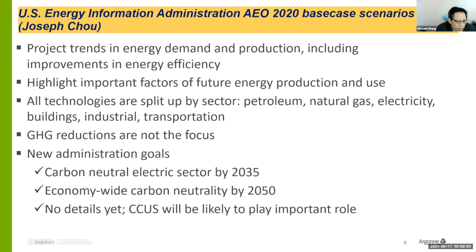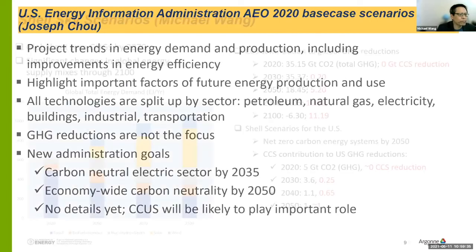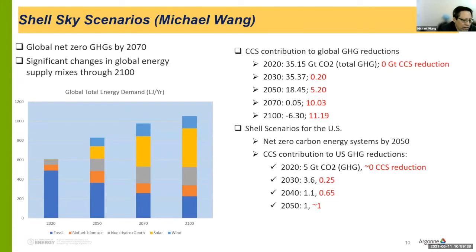But on the other hand, as we all know, the new US administration has ambitious goals: carbon neutrality for the electric sector by 2035, and economy-wide carbon neutrality by 2050. But there are no details yet. And we believe CCUS will likely play an important role, especially for economy-wide carbon neutrality by 2050. The Shell Sky scenarios were reviewed by me.